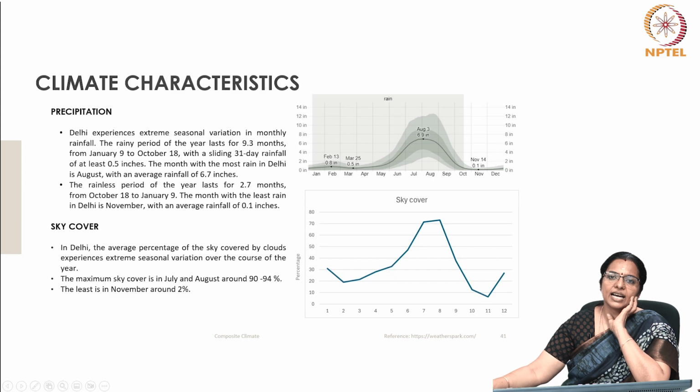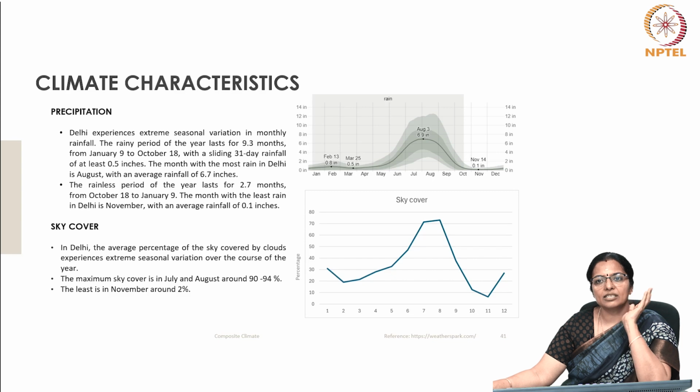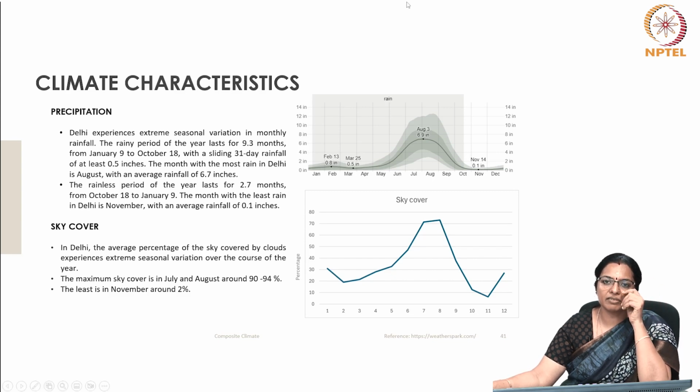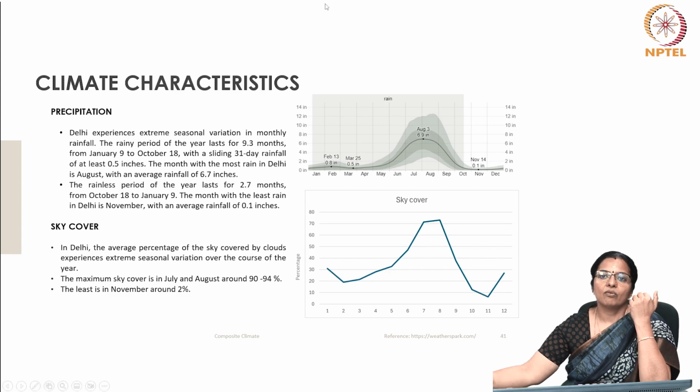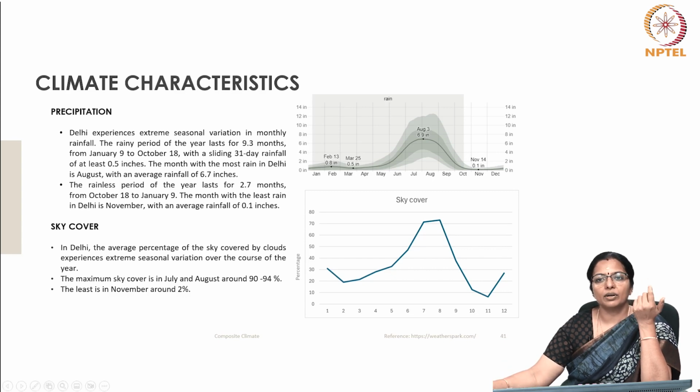If we look at sky cover, in Delhi, the average percentage of the sky covered by the clouds experiences extreme seasonal variation over the course of the year. The maximum sky cover is in July and August, which is around 90 to 94%, whereas the least is in November, which is around 2%.